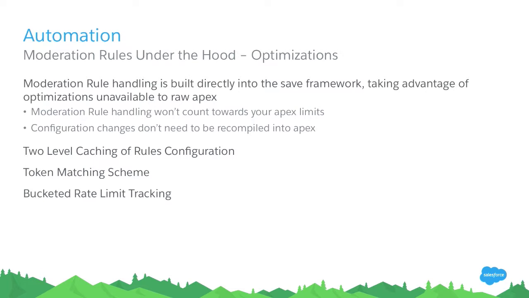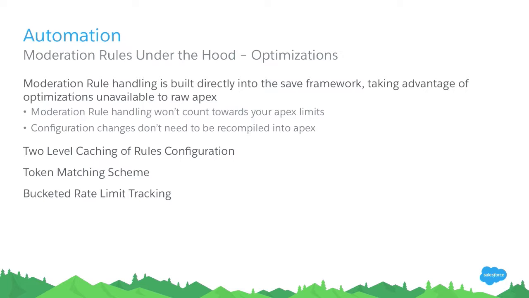Scalability and speed were among our principal drivers during the development of this framework. So the moderation rules won't count against your Apex limits. Your configuration changes don't need to be recompiled into Apex. You don't need to touch any code at all to configure your moderation. And it's frankly just more performant.